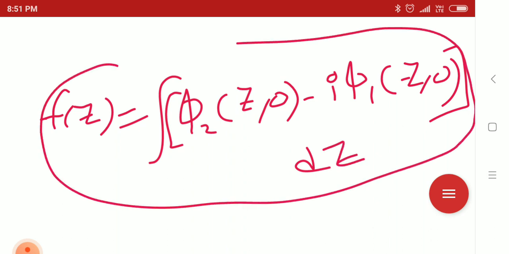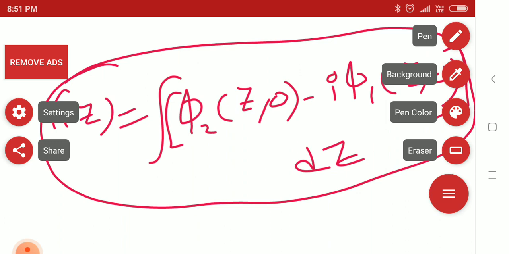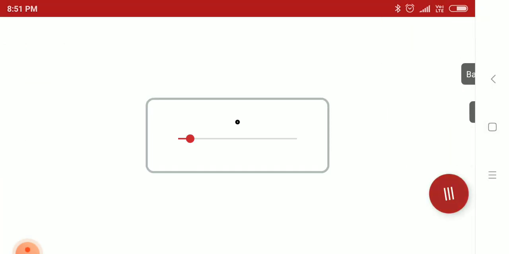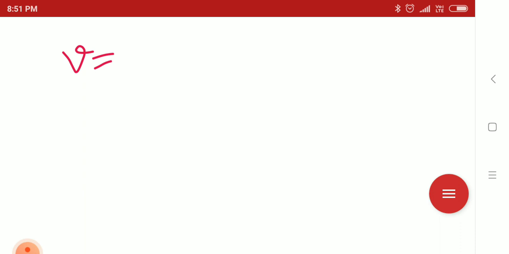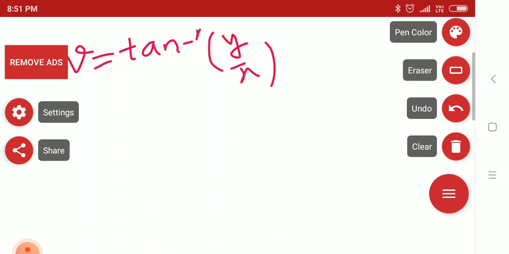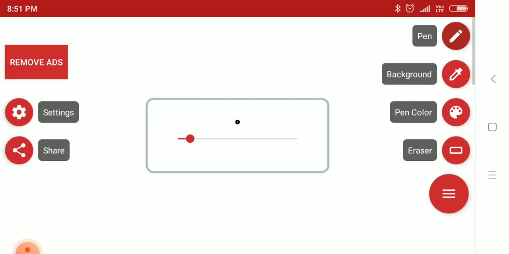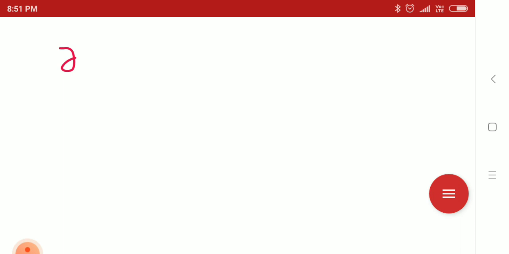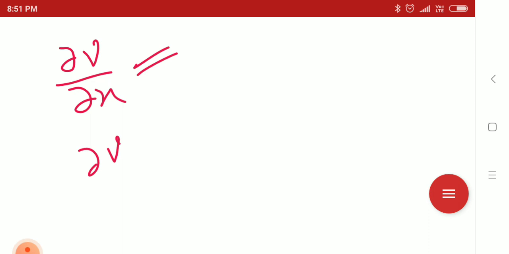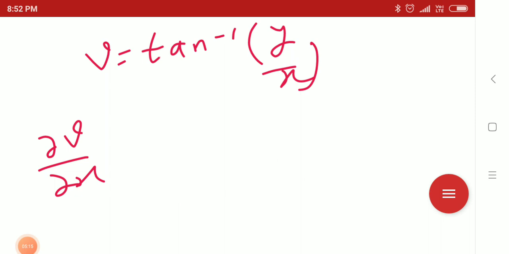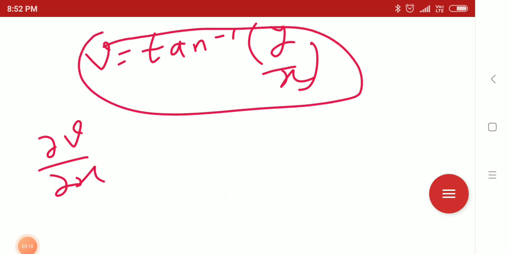So let's take an example to understand this. Suppose in the question you have been given v equals tan inverse of y by x. How to proceed? The first step: here v is given, so you have to find del v by del x, and secondly del v by del y. So obtain del v by del x.